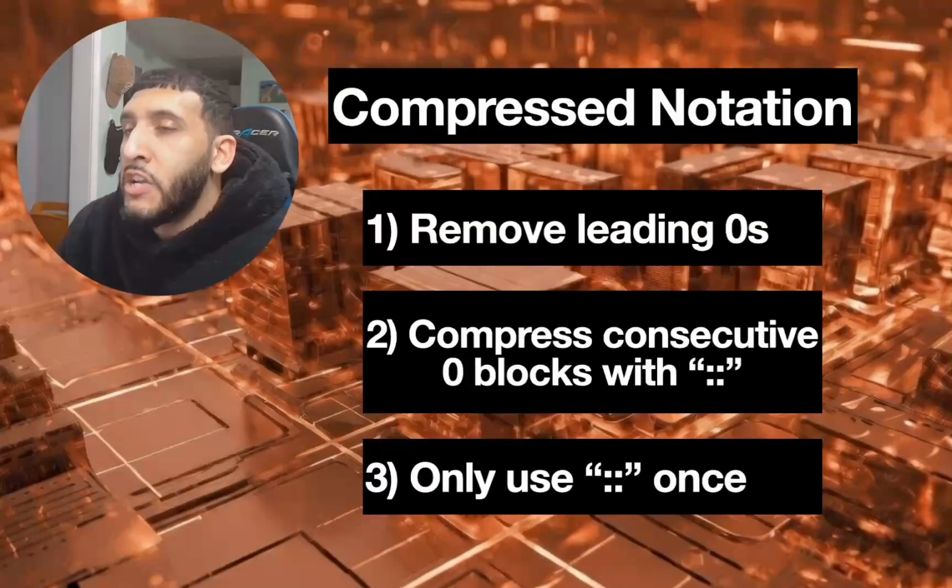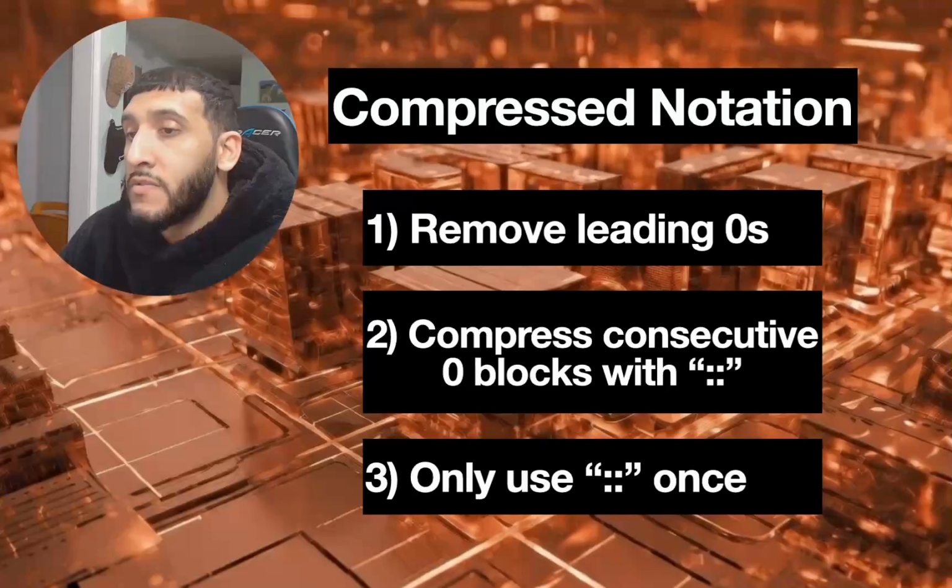Now, compressed notation is an important aspect of IPv6. These addresses are very long, so compressed notation is a way of simplifying them when you're configuring them. So to simplify them, you want to remove leading zeros, you want to compress consecutive blocks of zeros with double colons, and you only use double colons once.